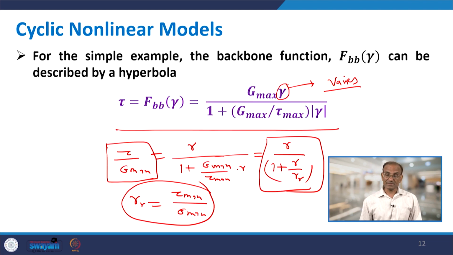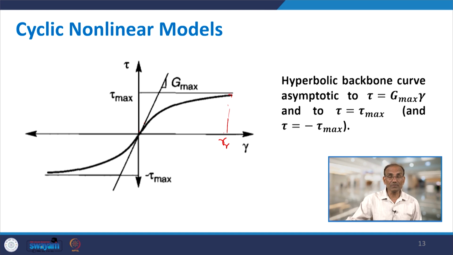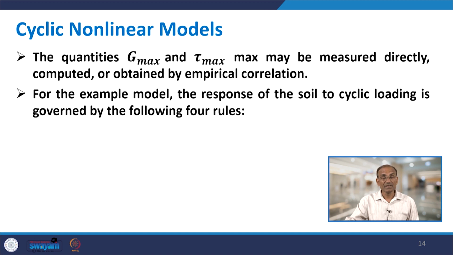But in this case, this equation will give you only the backbone curve or skeleton curve. It is not the complete hysteresis loop. How the model will load and unload is governed by a series of rules. The quantities G max and tau max may be measured directly, computed or obtained by empirical correlations. So G max and tau max can be found either in the laboratory or in the field, or using empirical relations.